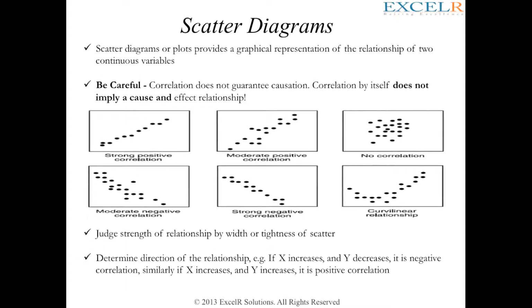Let us now discuss scatter diagram. Scatter diagram is a plot which represents the relationship between two variables. What does this mean? Let us first try to understand using some basic examples, post which we'll come back to this slide and do a deep dive.